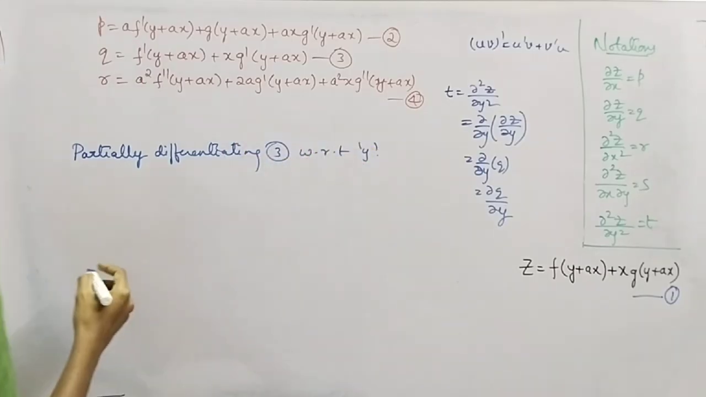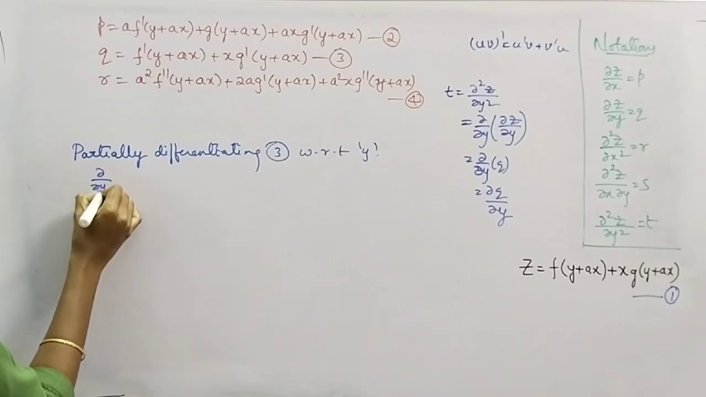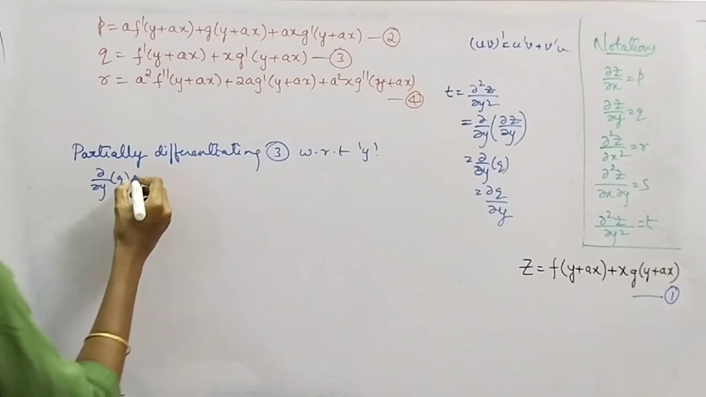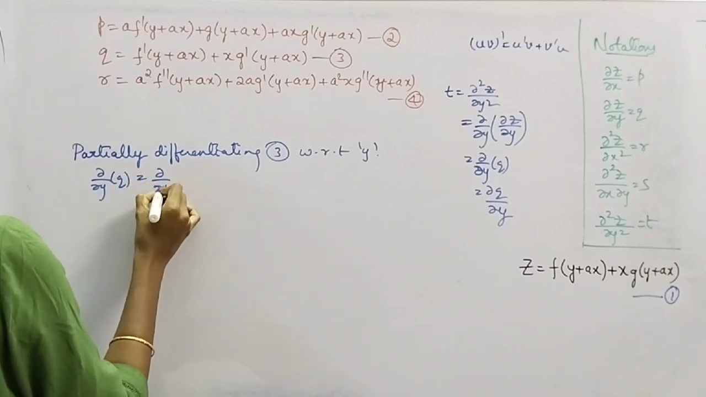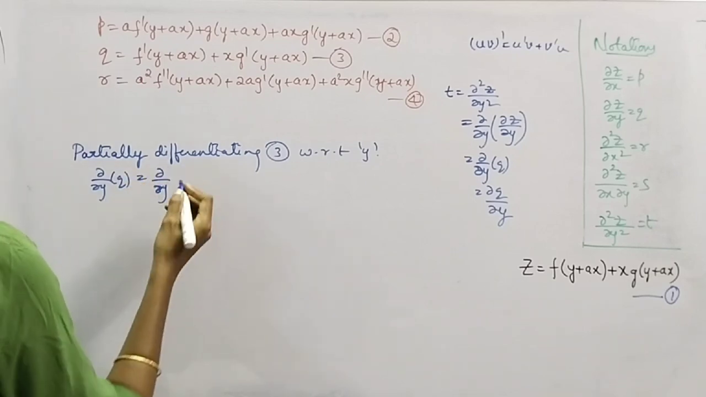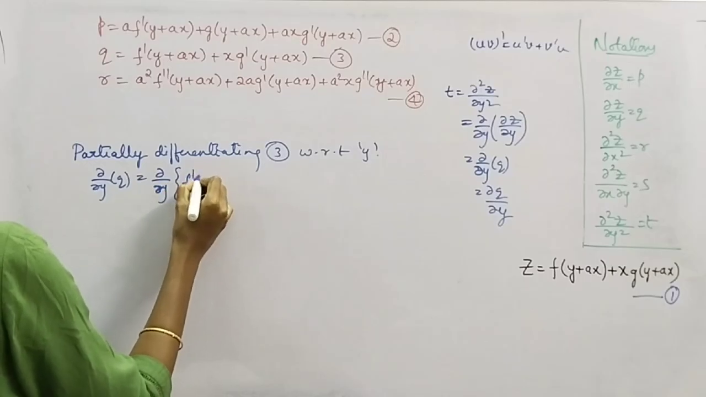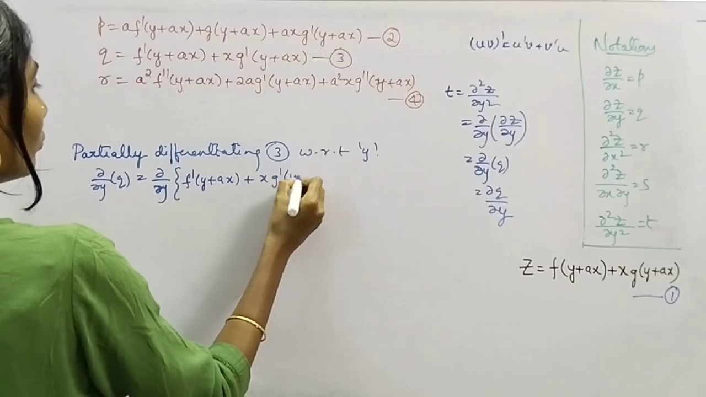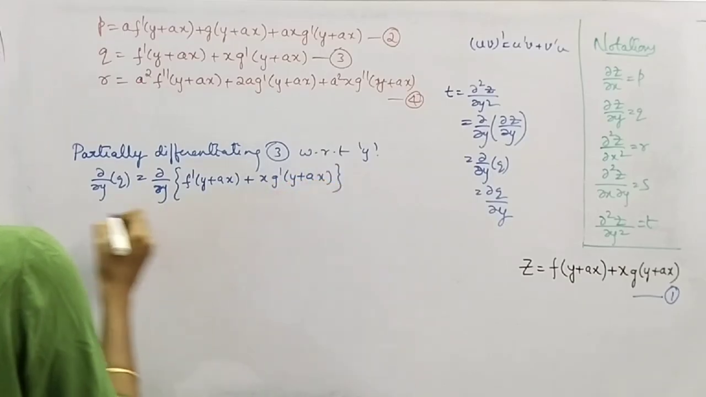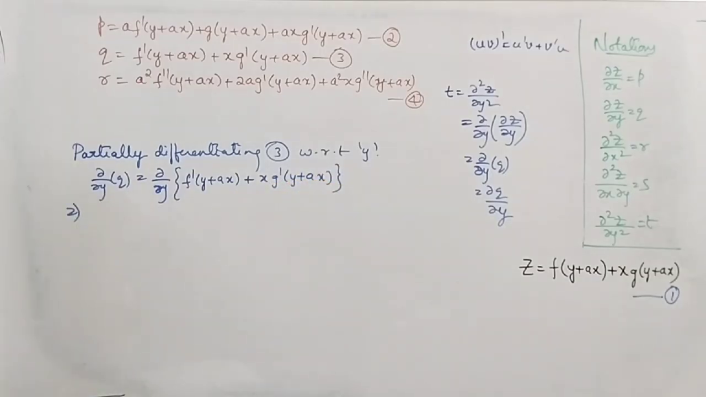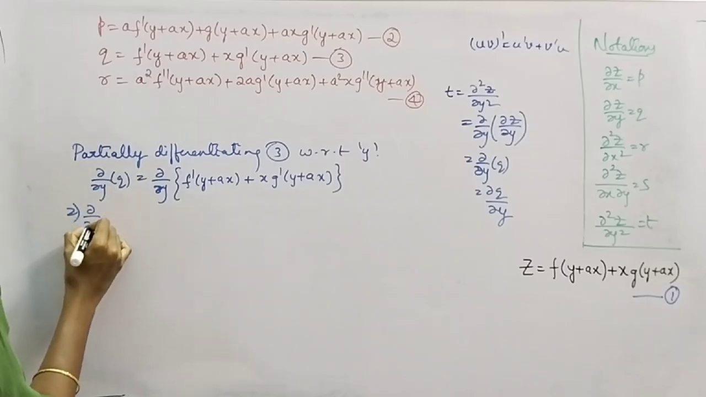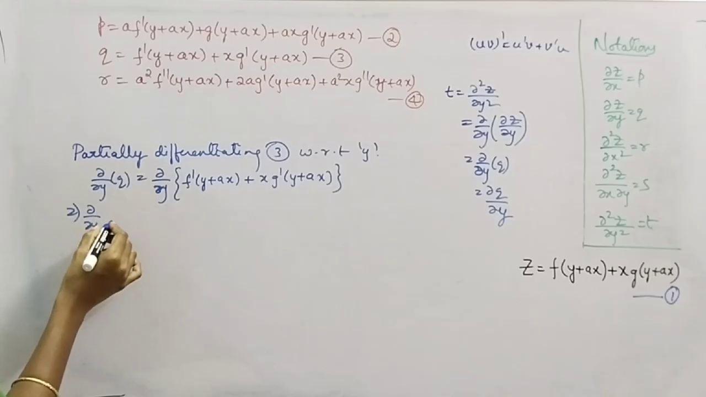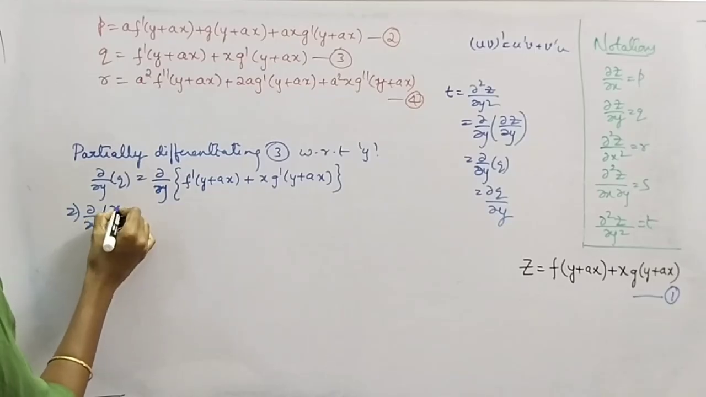Just apply dou by dou y on both sides of 3. It is not necessary to write dou by dou y on both sides of the equation, but just to avoid mistakes, we are taking dou by dou y on both sides of equation 3. You can do it directly. Okay. Fine. Now, here itself you can write dou q by dou y as t, but I'll write this.